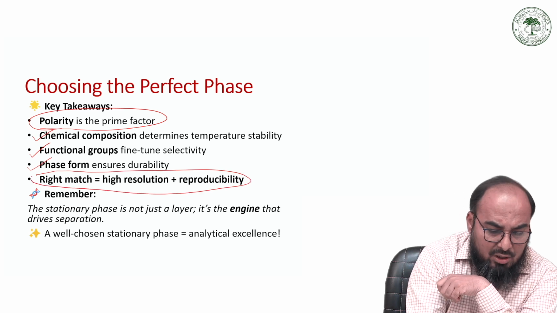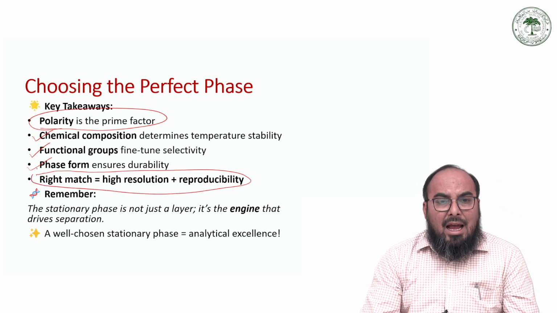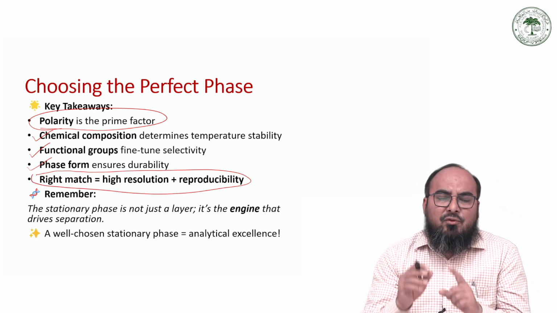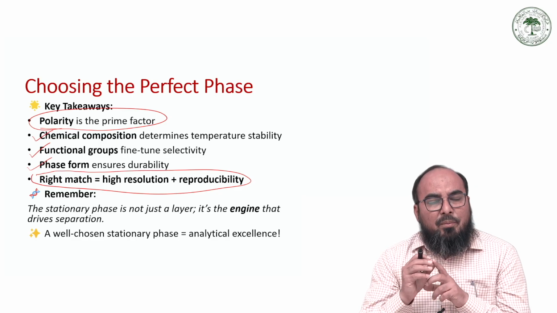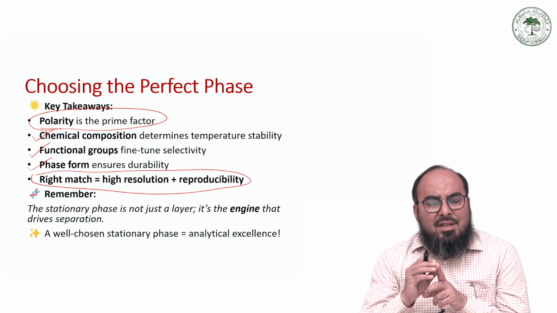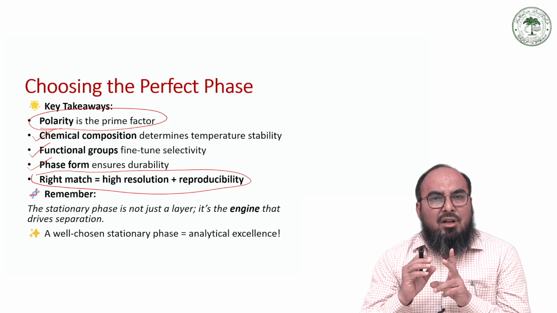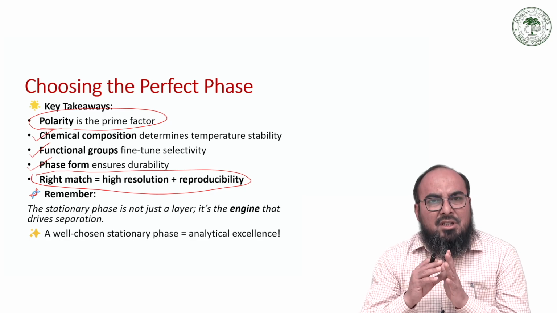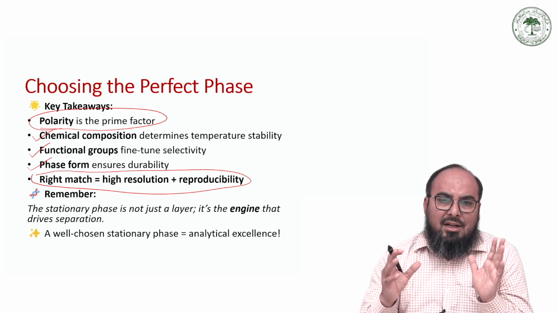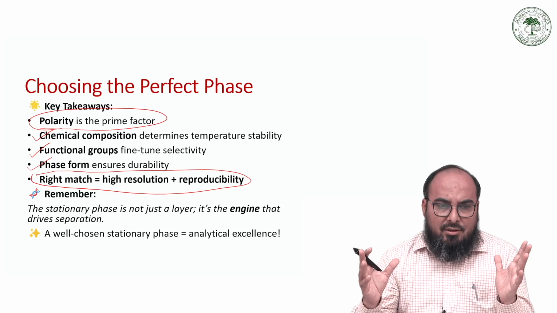So the right match, what you have to ensure? You have to ensure high resolution and reproducibility. That is, for two experiments, the number of peaks and the area under the peaks remain the same. It must be the same for 10 runs, it must be the same for 20 runs, 50 runs. That is, you have a very good reproducibility.